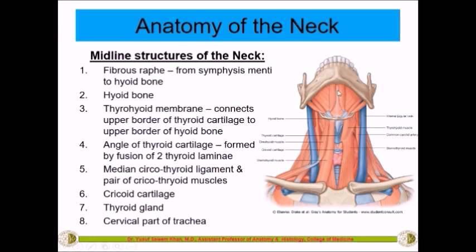So all the structures which are in the midline of the neck are called midline structures of the neck, starting from the raphe, the fibrous raphe, then we have the hyoid bone, then the thyrohyoid membrane, then the thyroid cartilage with its angulation, then the cricothyroid membrane and ligament and the cricothyroid muscle on either side, and here we can see the cricoid cartilage, and below this is the thyroid gland, and below this is the trachea, which can be identified by the tracheal rings. So these are some of the midline structures of the neck.